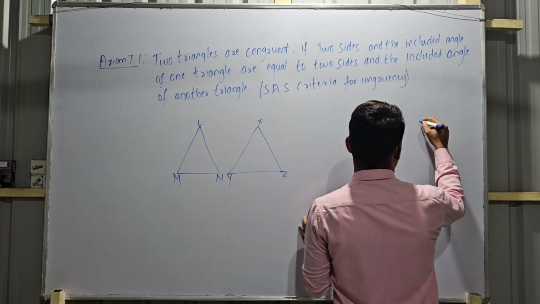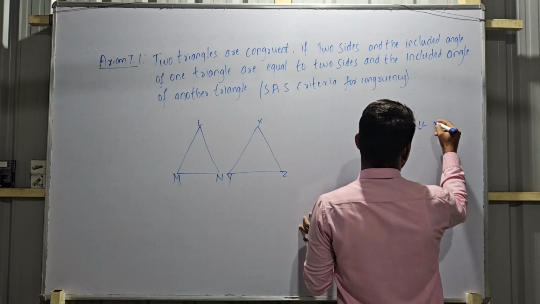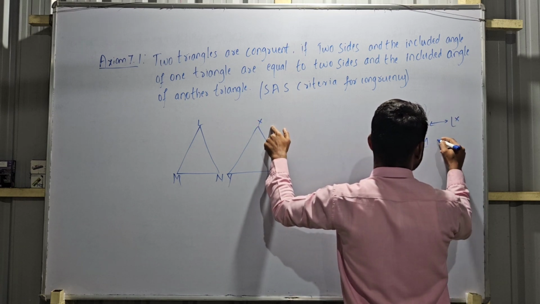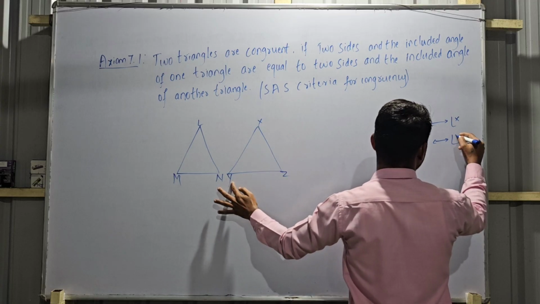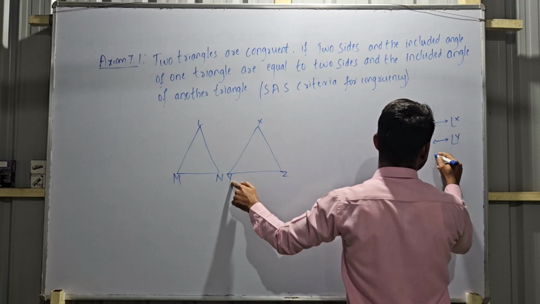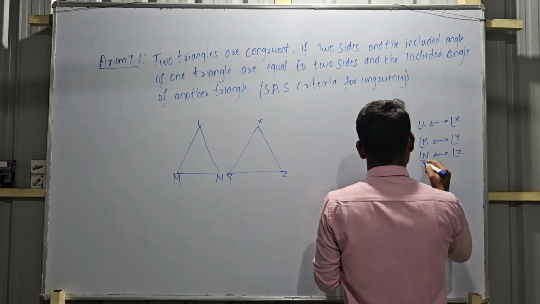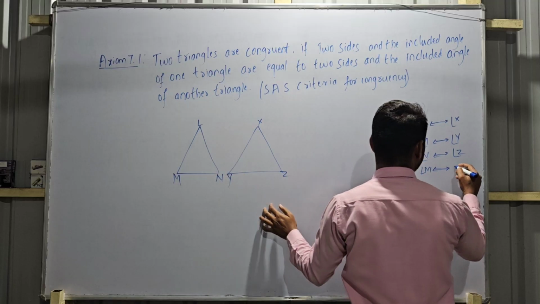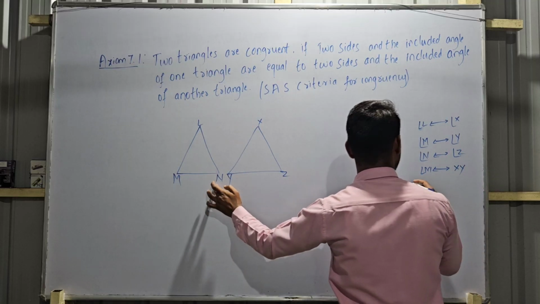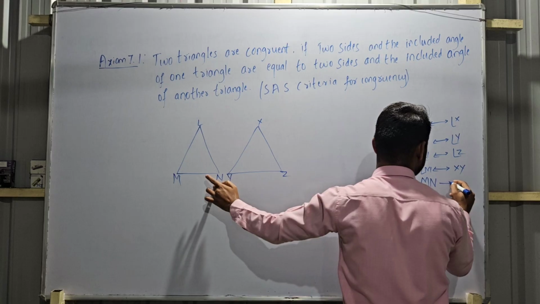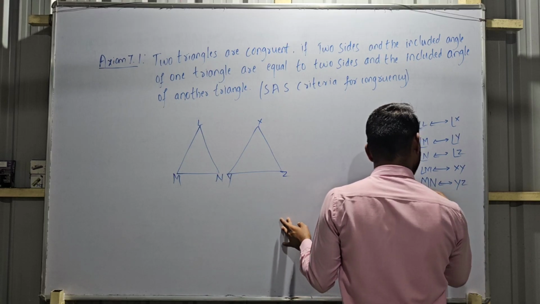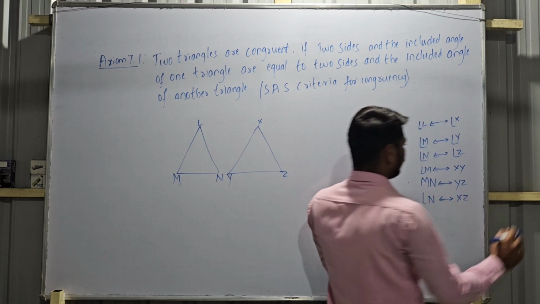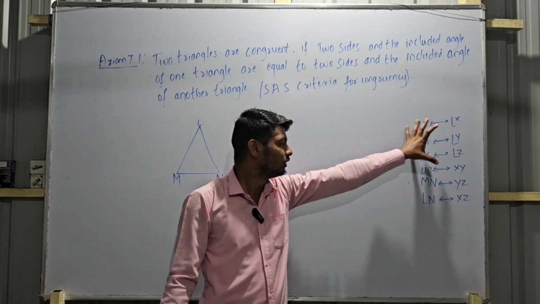Here angle L corresponds to angle X, angle M corresponds to angle Y, angle N corresponds to angle Z. Similarly, side LM corresponds to side XY, MN corresponds to side YZ, and LN corresponds to side XZ. Okay, we have all these sides, right? So this much we have.